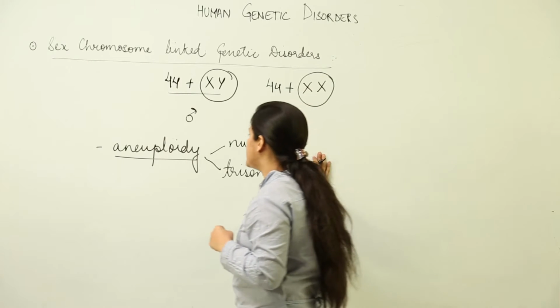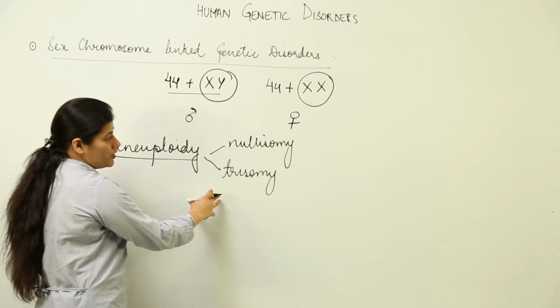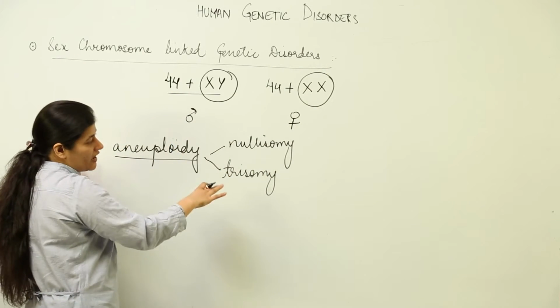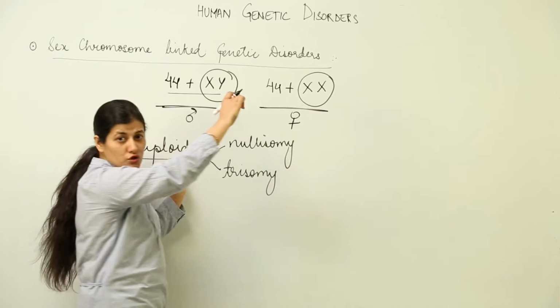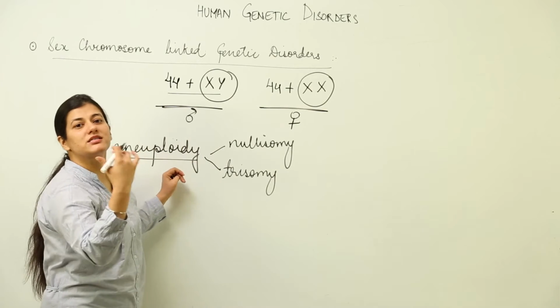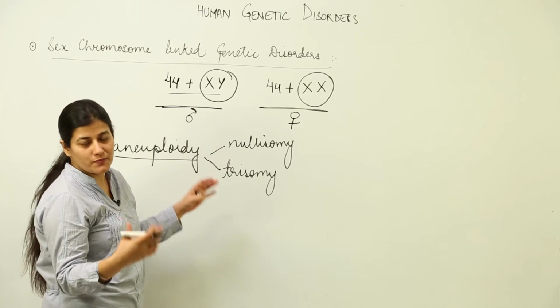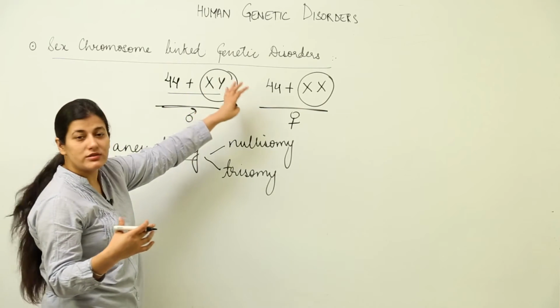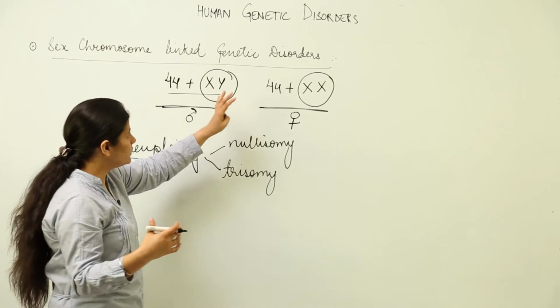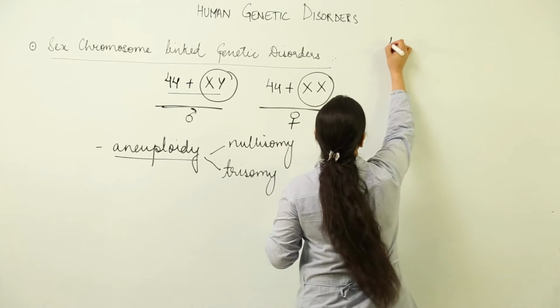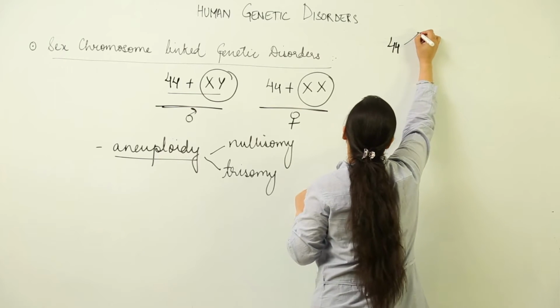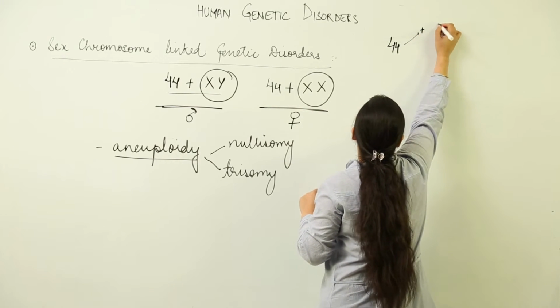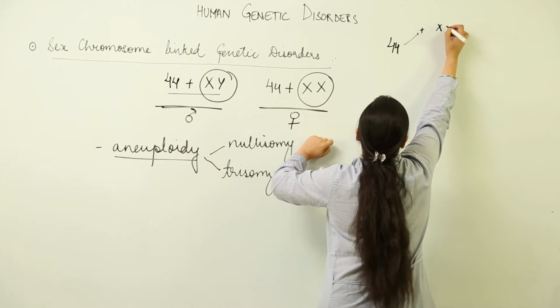So, whatever change occurs in terms of X and Y chromosomes, there would be some aberrant sexual characteristics observed in the person who suffers from this kind of disorder. The condition could be that the 44 autosomes are intact, they will not be affected. The first condition is that normal individuals are like this.